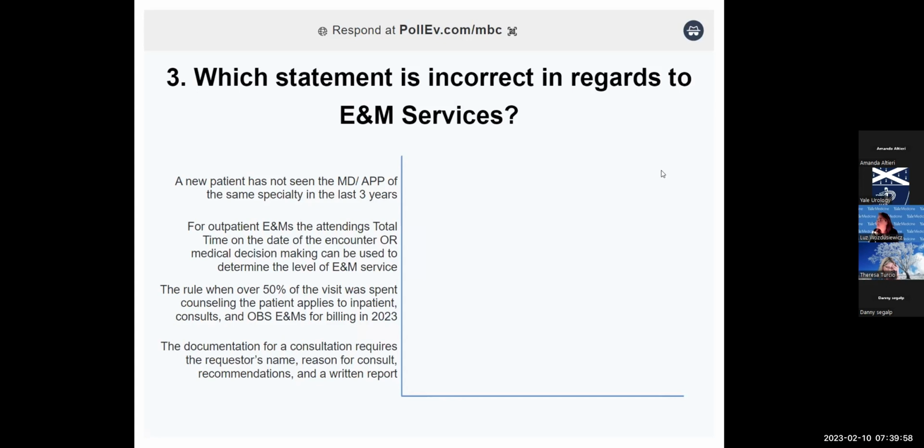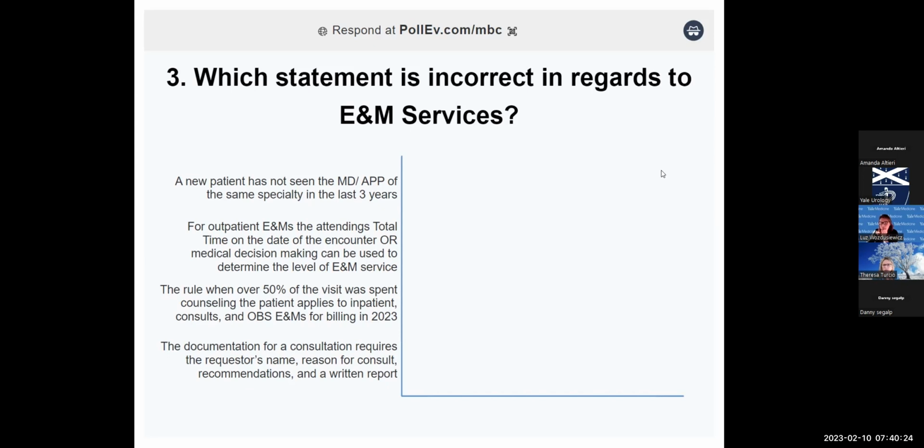So our third poll, again, which statement is incorrect? And this one is related to evaluation and management services. First, a new patient has not seen the MD or APP of the same specialty in the last 3 years. For outpatient E&Ms, the attending's total time on the day of the encounter or medical decision-making can be used to determine the level of service.